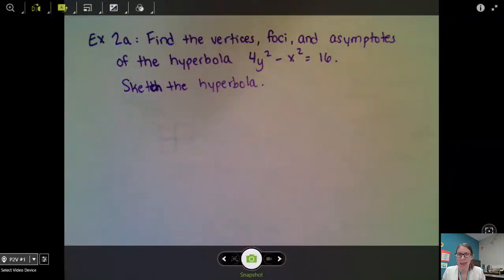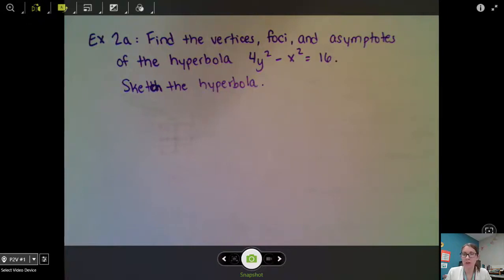Example 2a, we have an equation. I don't know why this isn't on your note sheet, sorry. We are going to find the vertices, foci, and asymptotes of the hyperbola 4y squared minus x squared equals 16, and then sketch our hyperbola.